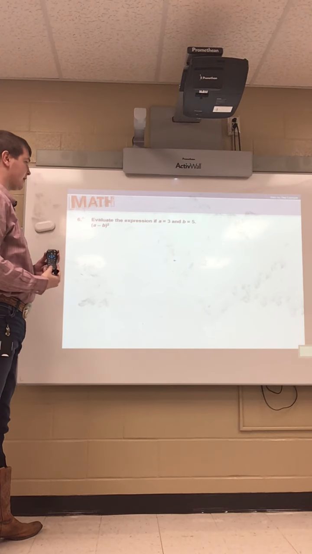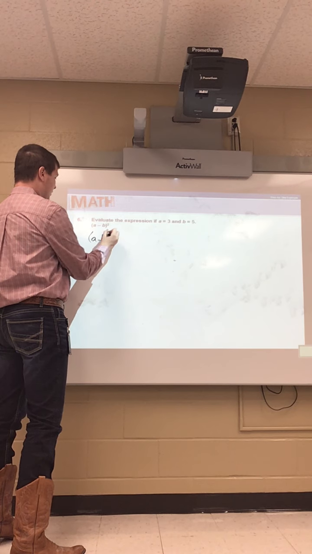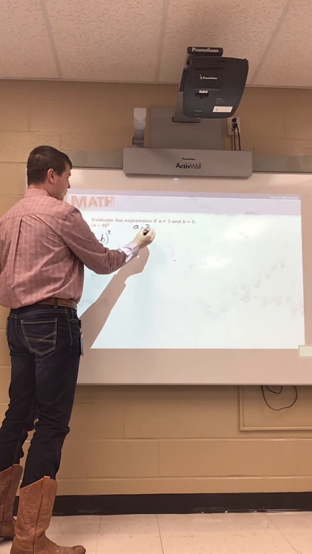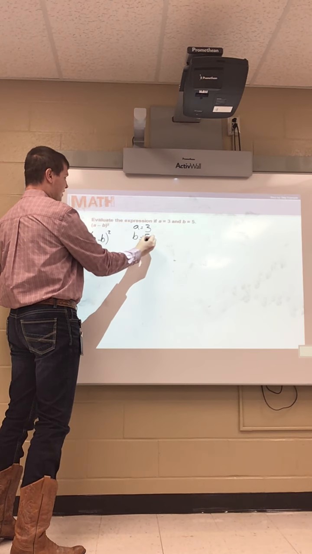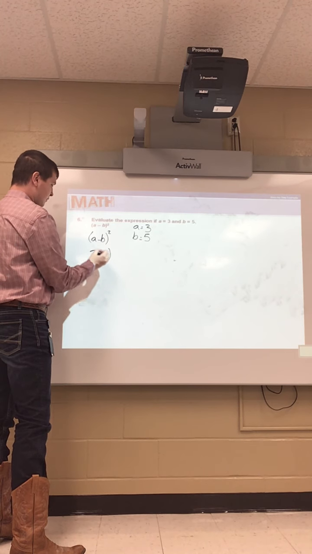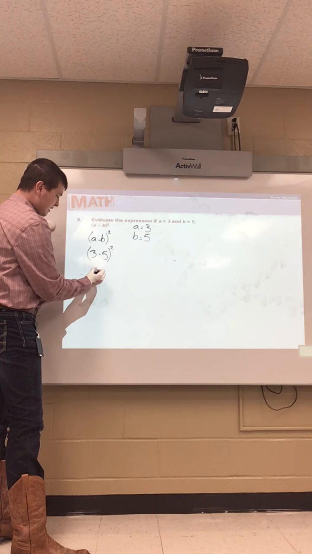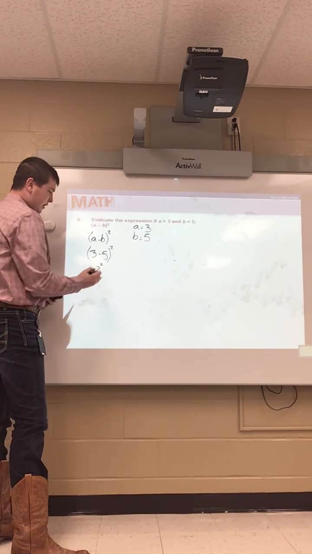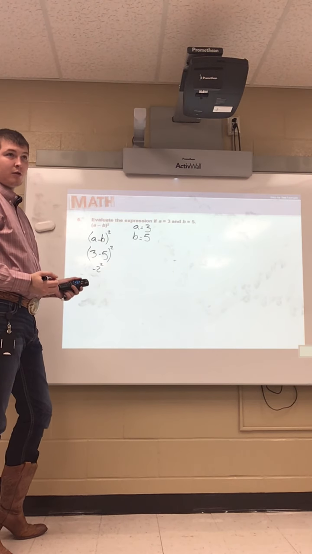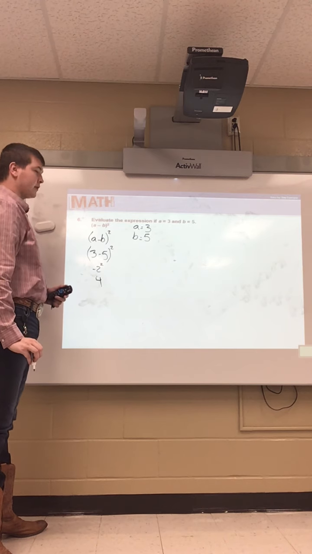Okay. This one is a solve if A minus B squared when A is 3 and B is 5. Well, 3 minus 5, if I just plug those in, 3 minus 5 is negative 2 squared. Well, negative 2 times negative 2 is a positive 4. Okay?